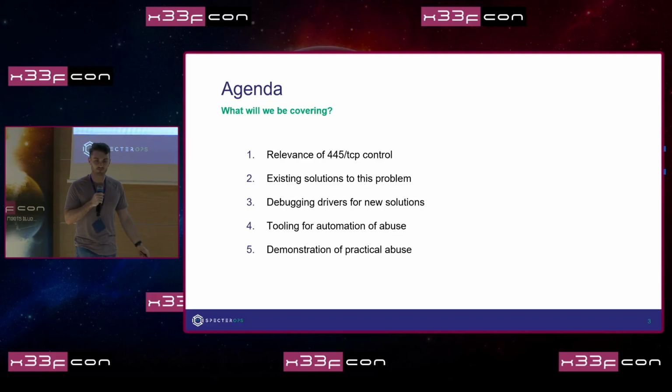So, a very brief agenda of what we will be covering. We'll start off with why does this matter? Why do we even want control over port 445 in the first place? What problem are we trying to solve? We'll go over some existing solutions to this problem. It's not new. It's something I think red teamers and pen testers have struggled with for years, and there are already solutions. This is just another approach. We'll go through debugging some of the relevant drivers to this technique to hopefully better understand why this works under the hood. Then we'll go over some tools to automate, as well as a demonstration of why this has been impactful for us on assessments.